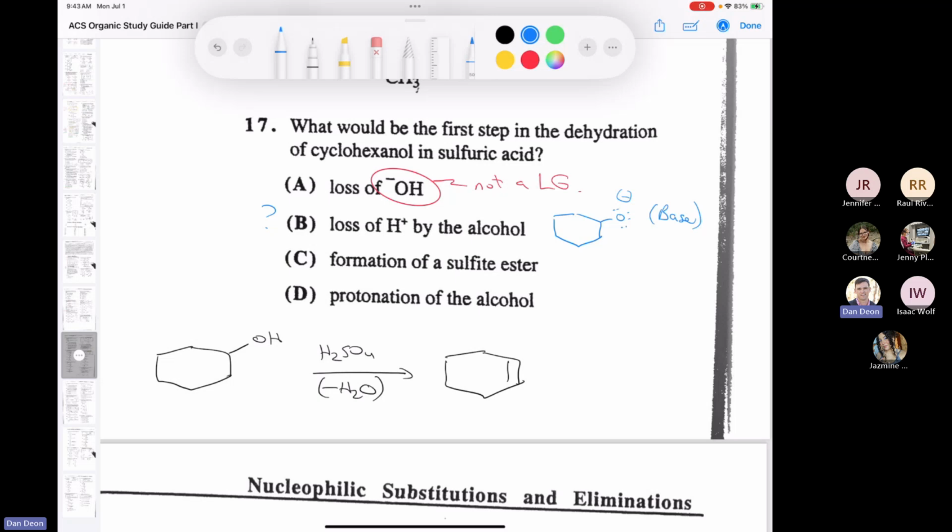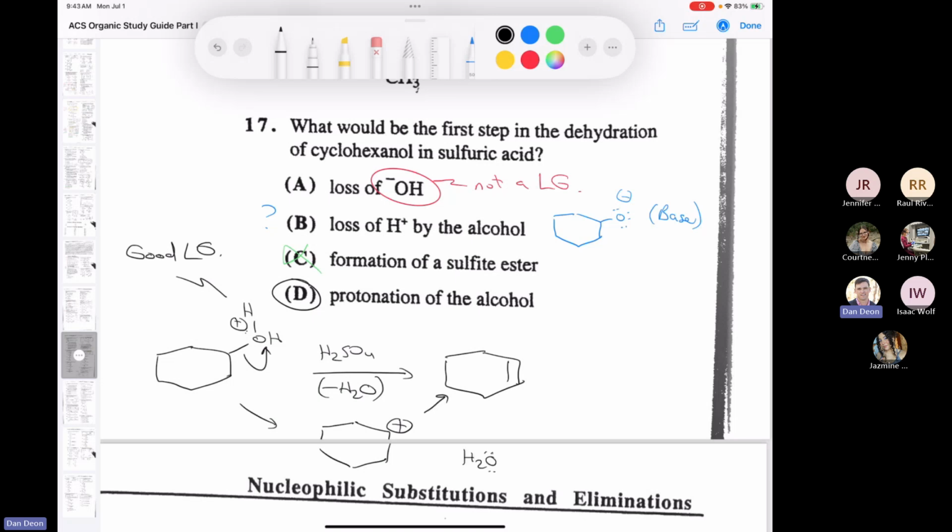Formation of a sulfite ester. We didn't even talk about sulfite esters. I don't know why you would do that. The first step is protonation of the alcohol, right? Because then you take a poor leaving group and you convert it into a good leaving group. We've seen this many times this semester, okay? So then you would form the carbocation, right? And then you can do the elimination after that.